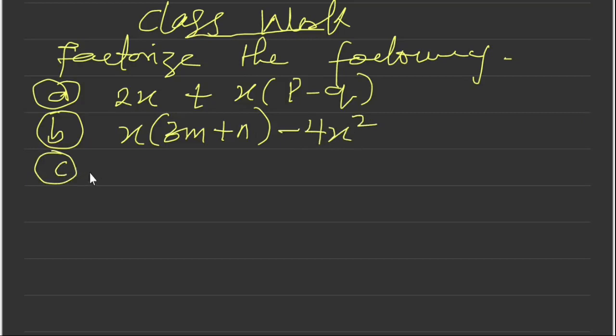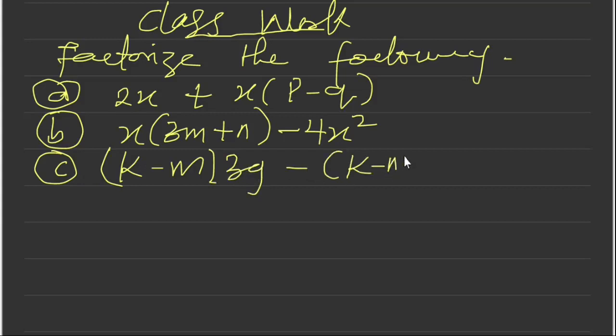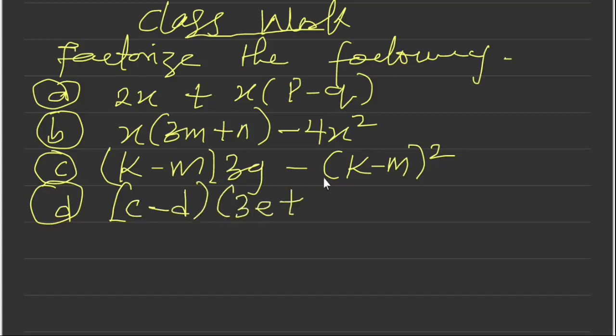C, let's also do this, k minus n, 3g onto this. So this is class work. Let me give you one, not everything to be 3. Let's solve this. C minus d onto 3 plus f, minus C minus D to E minus 3F.